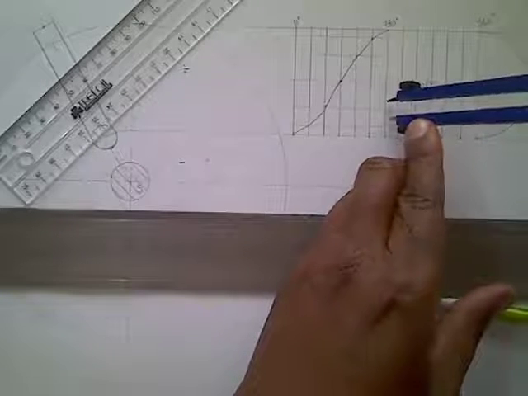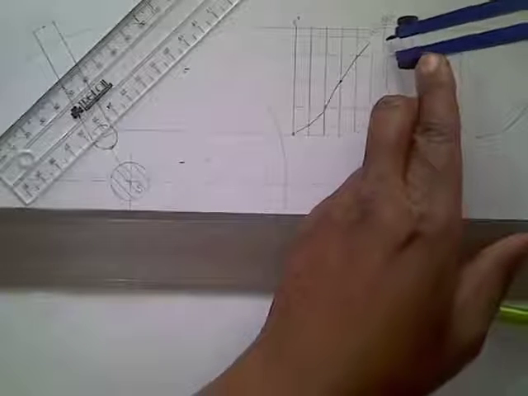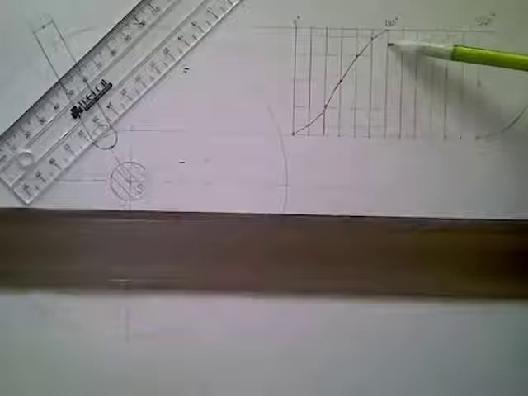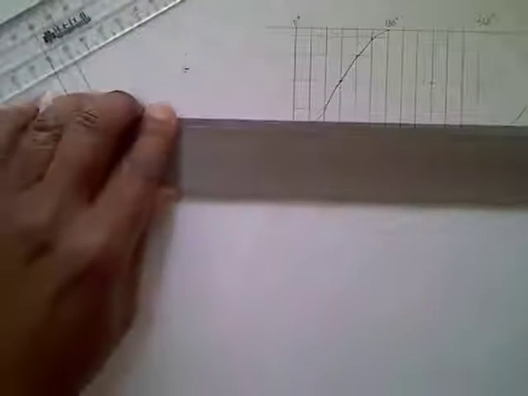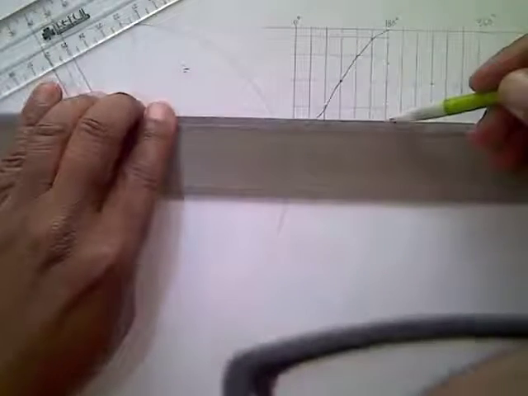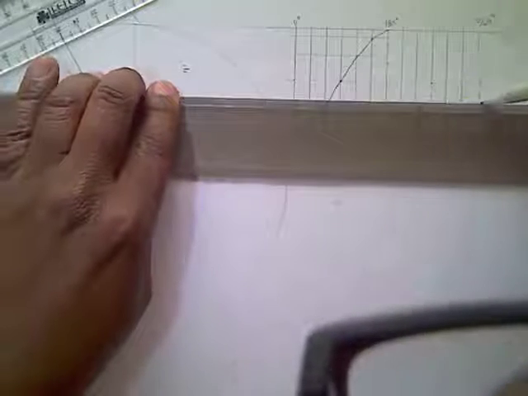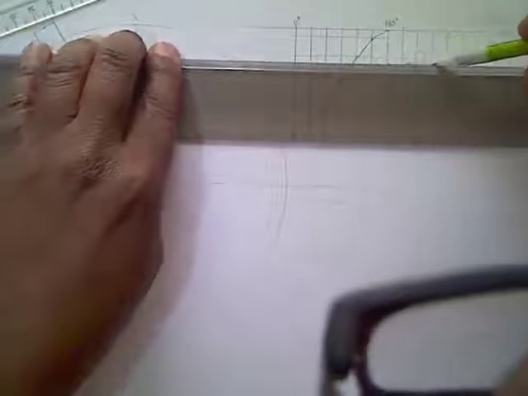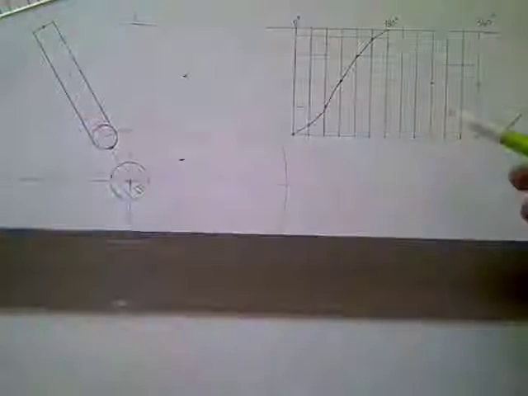Then you will have 9.1. It's here, there, and there. So 1, 2, 3, 4, 5, 6. So it has been divided. And then I'll do that, those lines.